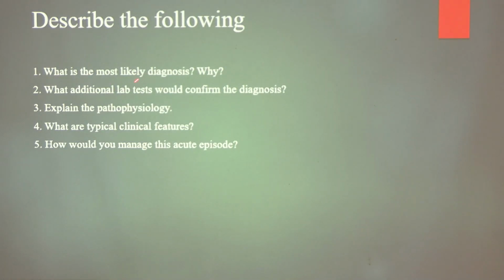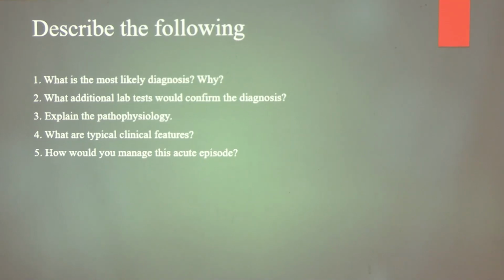So what is the most likely diagnosis? You just said hemophilia. Okay, it might be hemophilia type A or type B. We will confirm that by lab test. So what additional lab tests would you do? What else will we do? We will do clotting factor 8 or 9 assays. We'll try to find out their concentration in the blood.